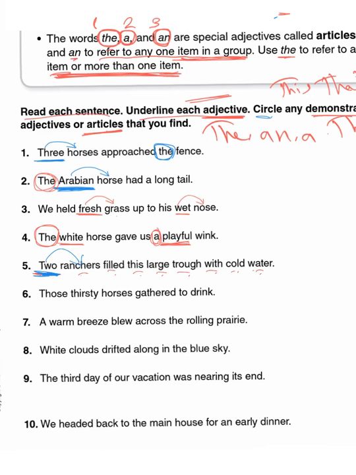Filled this large trough. What kind of trough was it? It was large. So this is an adjective. Now, you may look before large. What do I have? They said this large. This is a demonstrative adjective. So I need to circle it. With cold water. Now, what kind of water was it? It was cold. So cold is the adjective, describing the water.